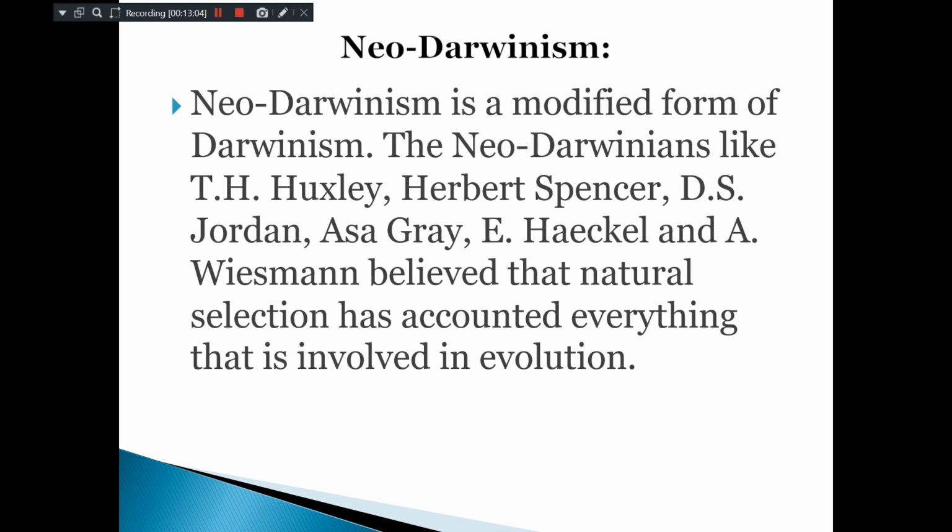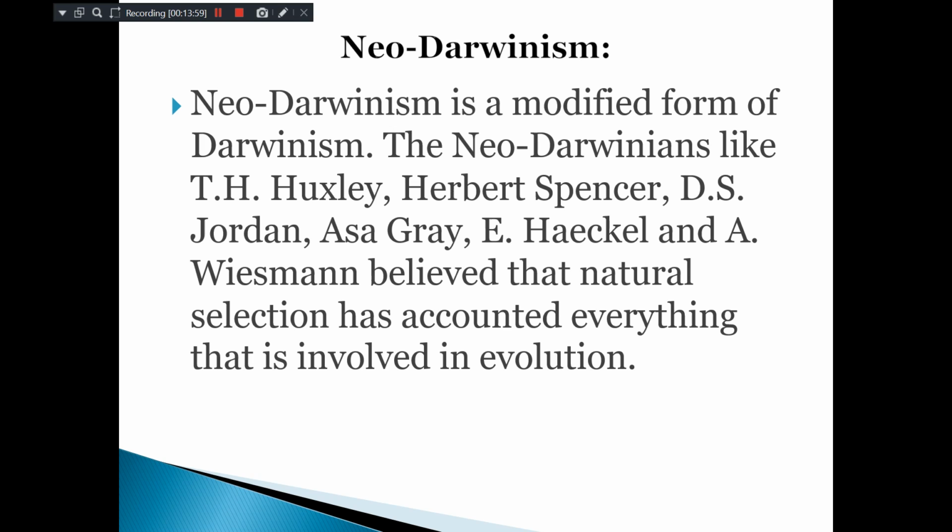there were other scientists who wanted to support Darwin. To support Darwin, they started a new school known as Neo-Darwinism. This school of scientists put new ideas to Darwin. They never disapproved of Darwinism, but they tried to advocate for Darwinism, or the Darwin-Wallace concept, with the input of new ideas. The Neo-Darwinians include T.H. Huxley, popularly known as the Bulldog of Darwin, then Herbert Spencer, Jordan, Asa Gray, Haeckel, and Weismann, most of them geneticists.